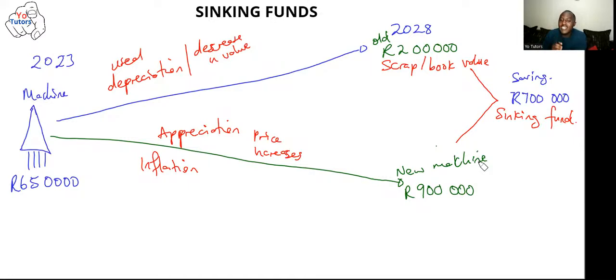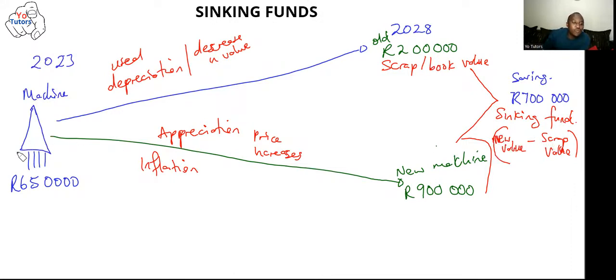So how do you get the sinking fund? You get it by taking the new value minus the scrap value. That's how you get the sinking fund: new value minus scrap value.